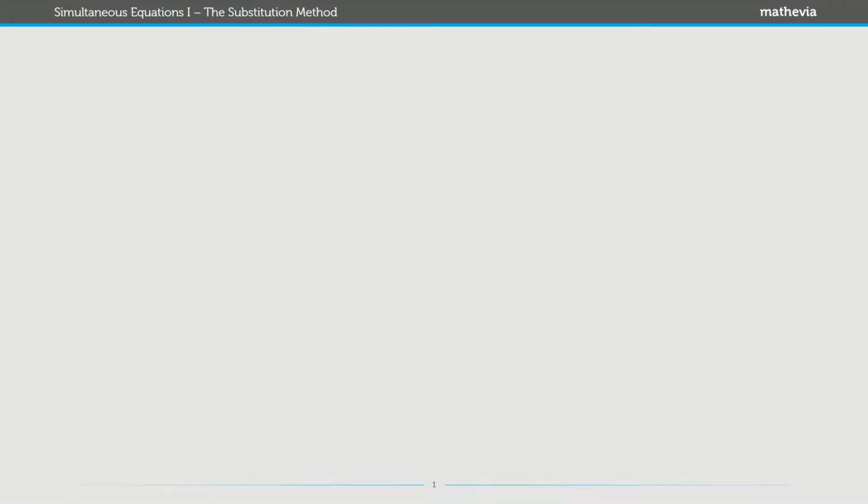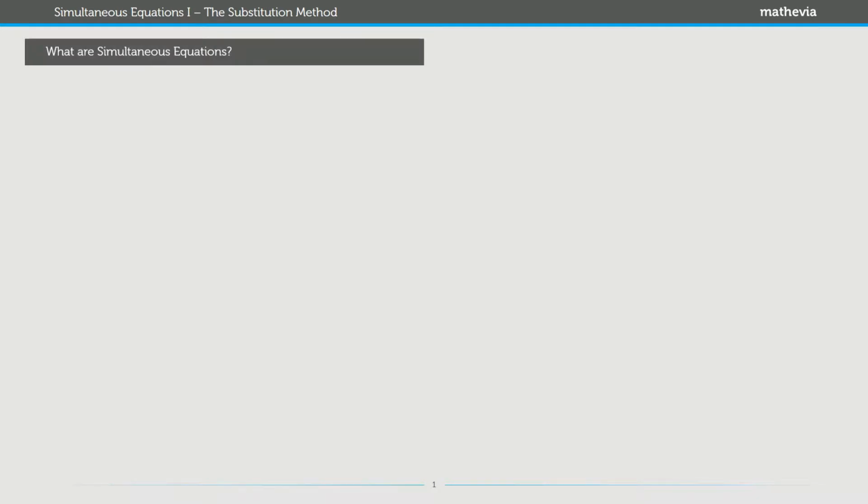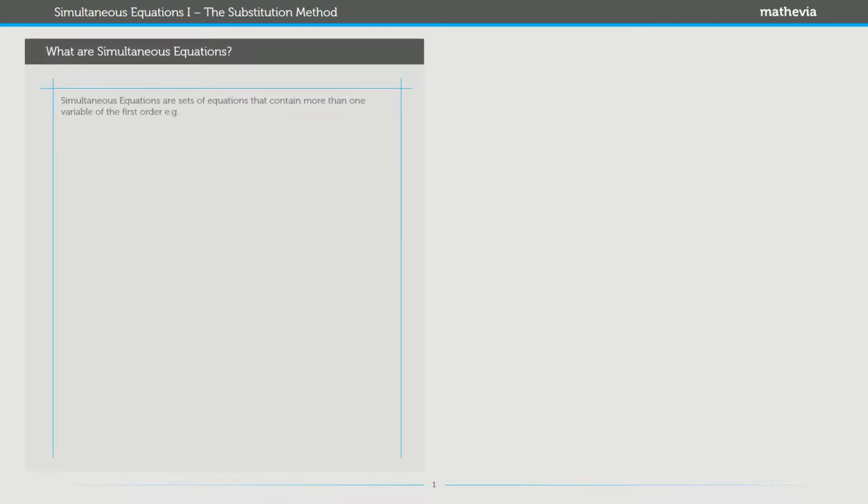So, simultaneous equations, the substitution method. Now, what exactly are simultaneous equations? Simultaneous equations are sets of equations that contain more than one variable of the first order. For example, we have x plus y equals 5 and 3x minus y equals 3. Like we said, simultaneous equations are sets of equations, so they come in sets. For example, we have a set of two equations here, and they usually contain more than one variable.